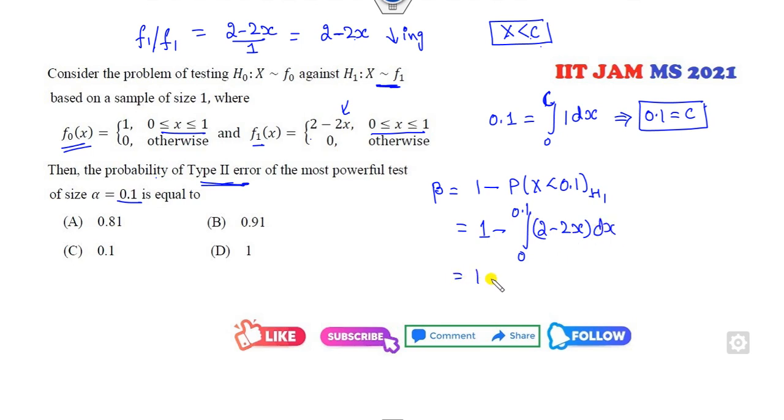So what is the right answer of this? The integration of this will be 2x minus x square from 0 to 0.1. So it is 1 minus (0.2 minus 0.01). So 0.8 plus 0.01. 0.81 is the right answer of this problem.